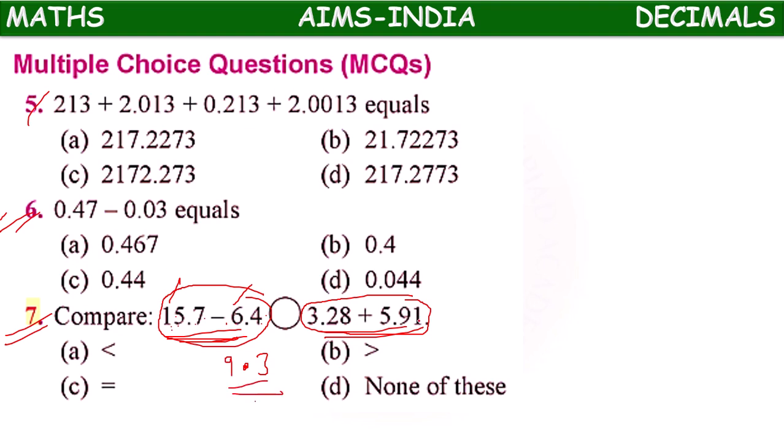Here adding 1 plus 8, 9, 9 plus 2, 11, 1 is remaining, 1 plus 5, 6, 6 plus 3, 9. This is 9.19. This is 9.3. 9.3 is greater than 9.19. So B option, greater than, is the correct answer.